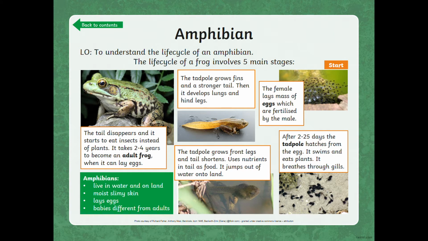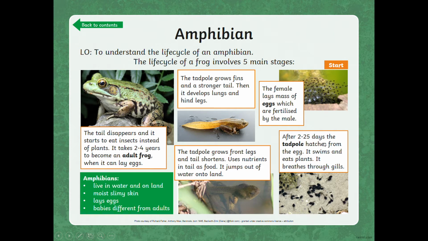The amphibian then, we did this when we had a look at the life cycle of a frog, and we're going to look at the life cycle of a frog again, and it involves 5 main stages. So the first stage is the female, and the female this time lays a mass of eggs which are fertilized by the male. Okay, so they're outside of the frog, not inside as in a mammal. So the female lays eggs, and then they're fertilized by the male.